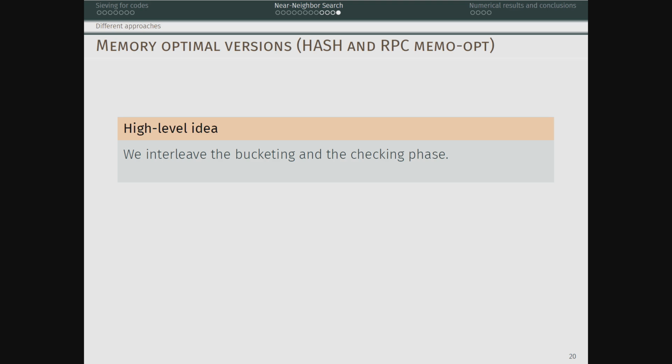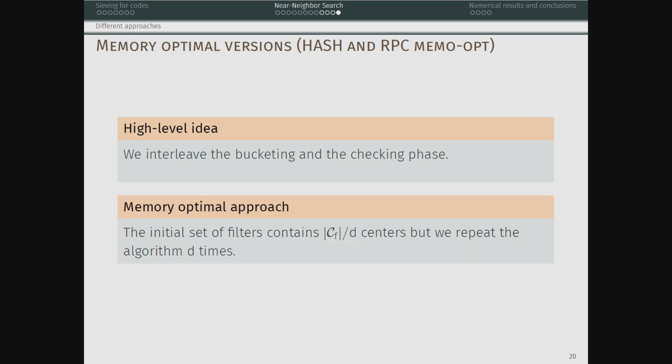The final improvements came from the memory optimal versions of the hash-based and RPC approach, in which we interleave the bucketing and the checking phase. Instead of performing the bucketing on all the buckets, we choose a 1/d fraction of them, and then repeat the algorithm d times. This of course introduces some overhead in the runtime. Nevertheless, if we choose the parameter d properly, this overhead is not too high. On the other hand, since this memory is only used in the bucketing phase, we can reuse the same memory in each iteration.